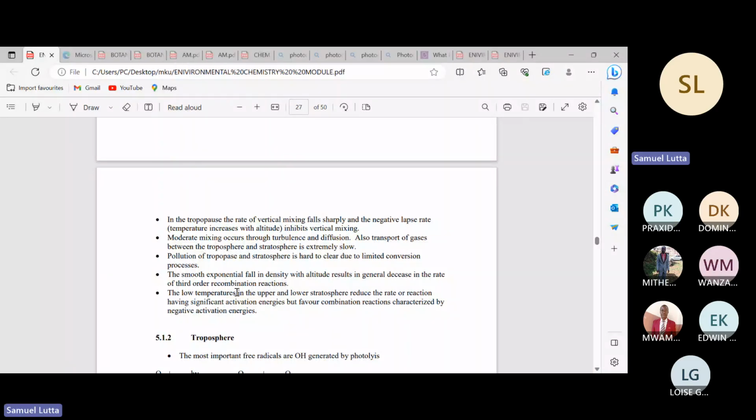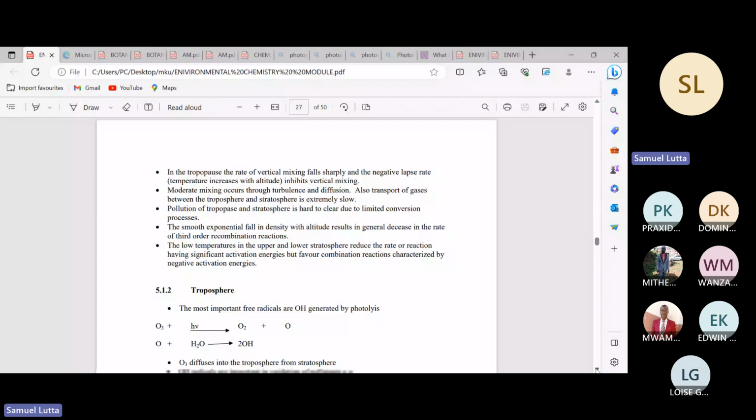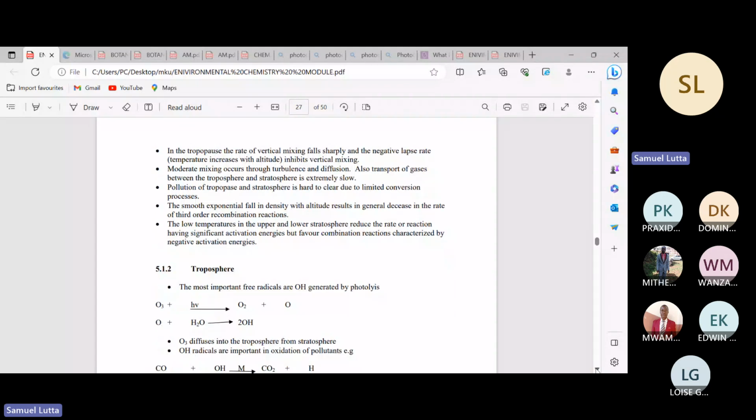Okay, so I think we were talking about the effect of these temperatures and their significance. Some of the things we are looking at today could be a repetition of what we discussed yesterday. So we talk about the troposphere. Here again we have high temperature, and most of the reactions are controlled by free radicals.